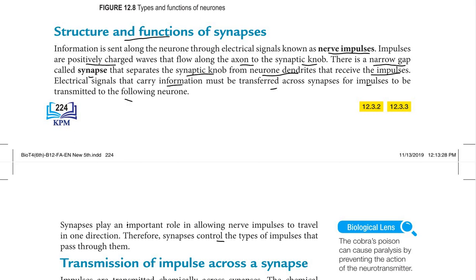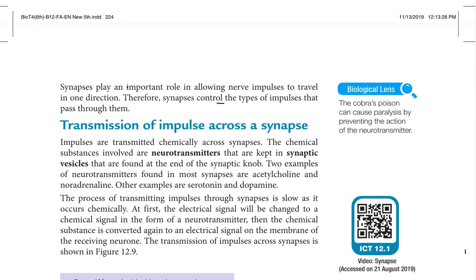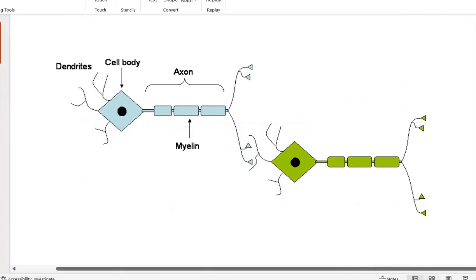So synapse play an important role in allowing nerve impulse to travel in one direction. Therefore, synapse control the types of impulse that pass through them. So I will show you back this diagram. We have two neurons here. From this diagram, you can see that both neurons are motor neurons, right?